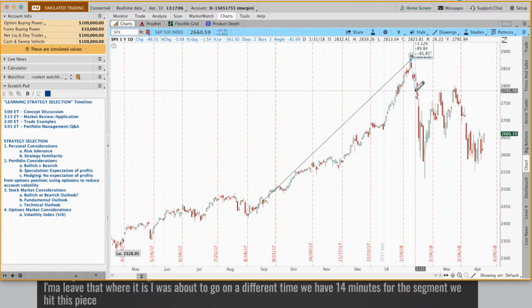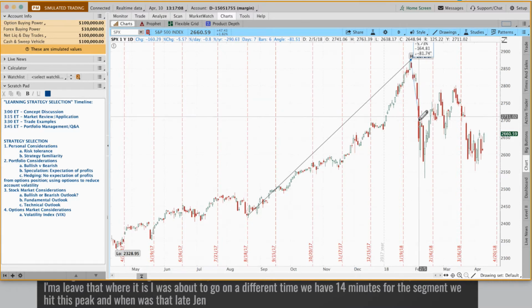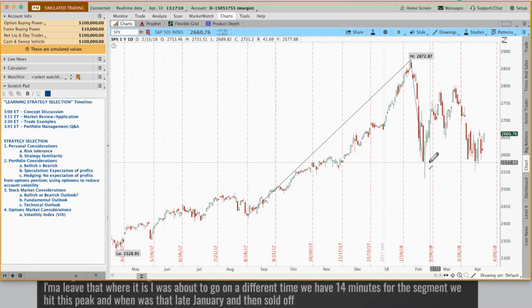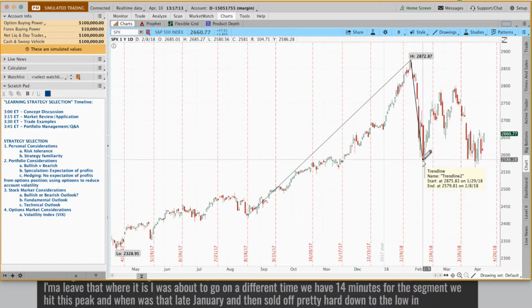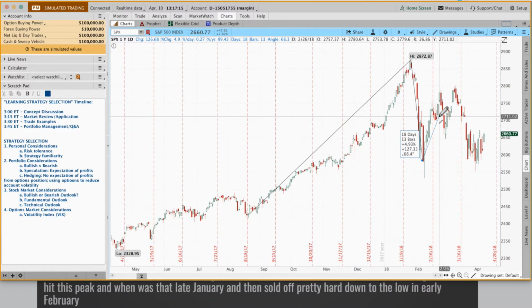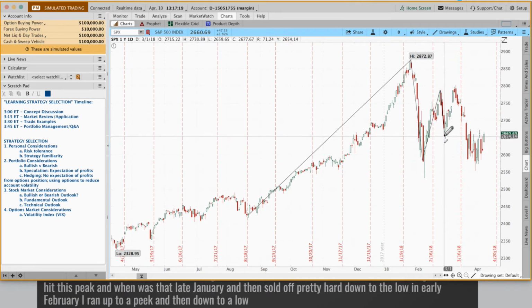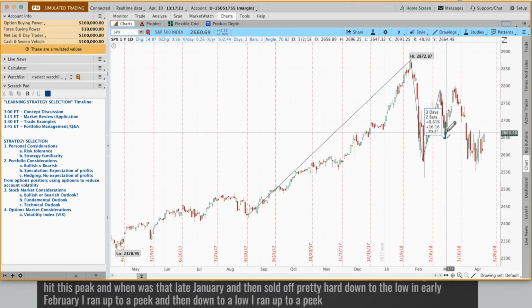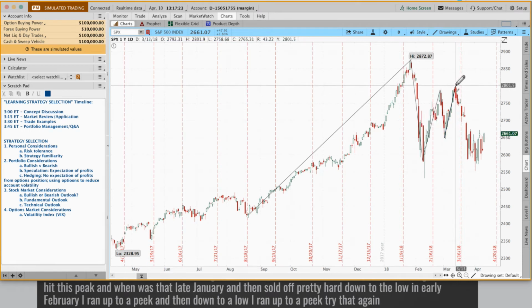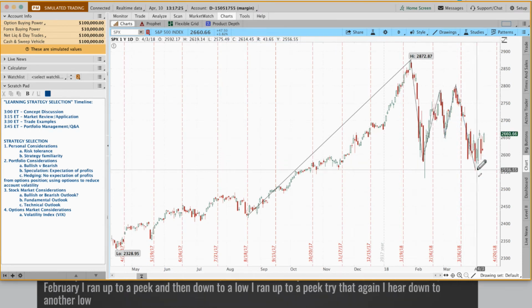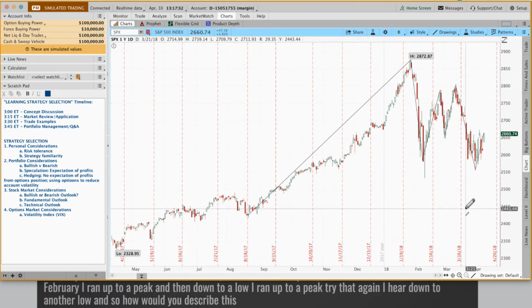We hit this peak in, when was that, late January, and then sold off pretty hard down to the low in early February, and then we've had a consolidation since then. We ran up to a peak and then down to a low. We ran up to a peak right here, down to another low. And so how would you describe this trend right now?